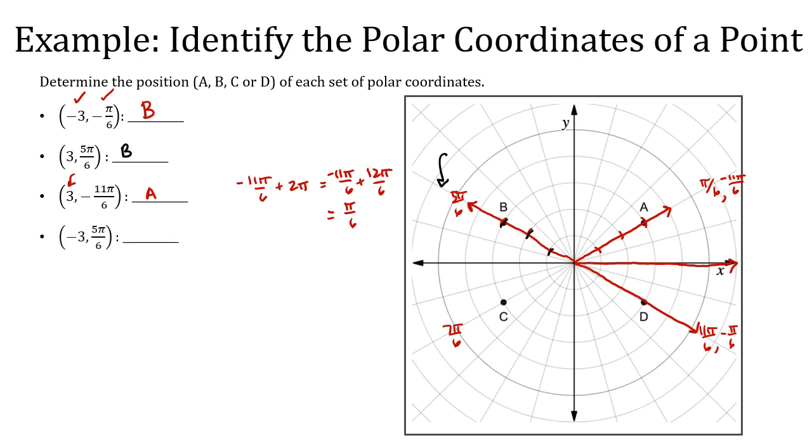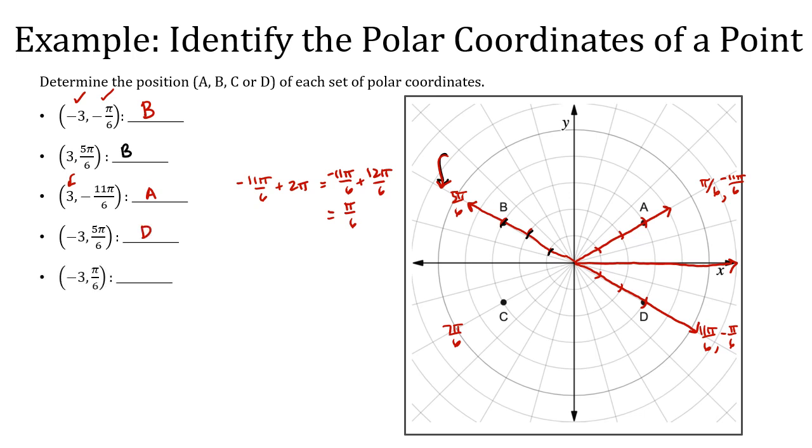Let's try another one. 5 pi over 6 is the angle measure on this one. The radius is negative 3. So we've already identified where 5 pi over 6 is. But now, because we have a negative radius, we're going to go directly across to 1, 2, and 3. So we started in the second quadrant, but that negative radius takes us directly across into the fourth quadrant at point D. First time we've seen point D.